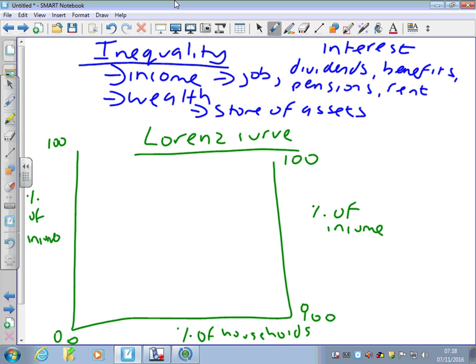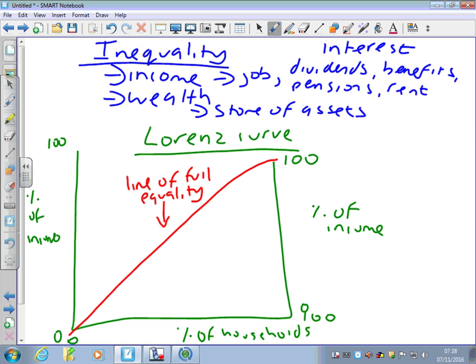Now what we start off with is this. This is our line of full equality. The idea would be that on this line, everyone earns the same wage within the economy. There would be no inequality, no gap between rich and poor. On the horizontal axis, we've got the percent of households, and these are in rank order from the poorest, down here, up to the richest households. So on this line, we have full equality.